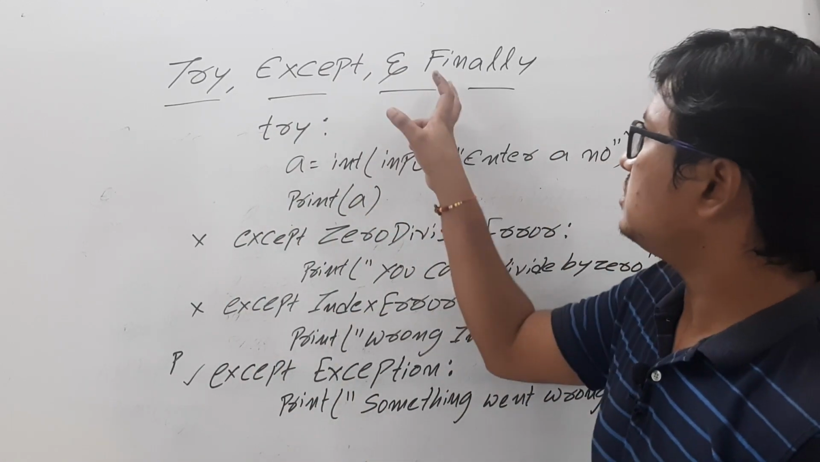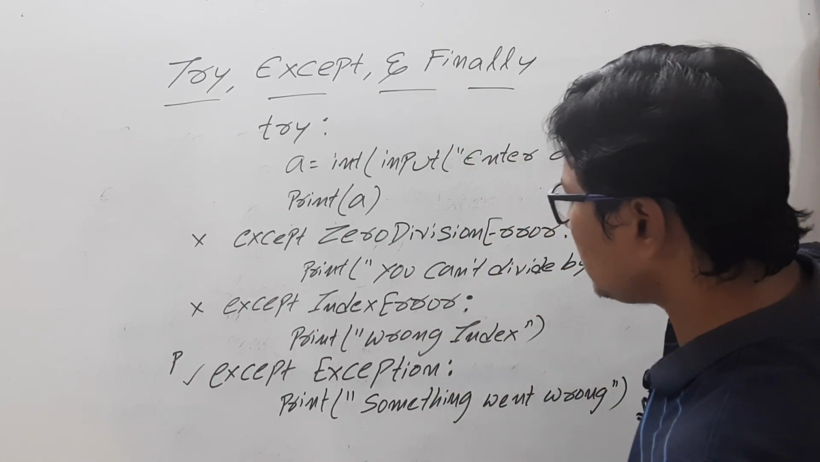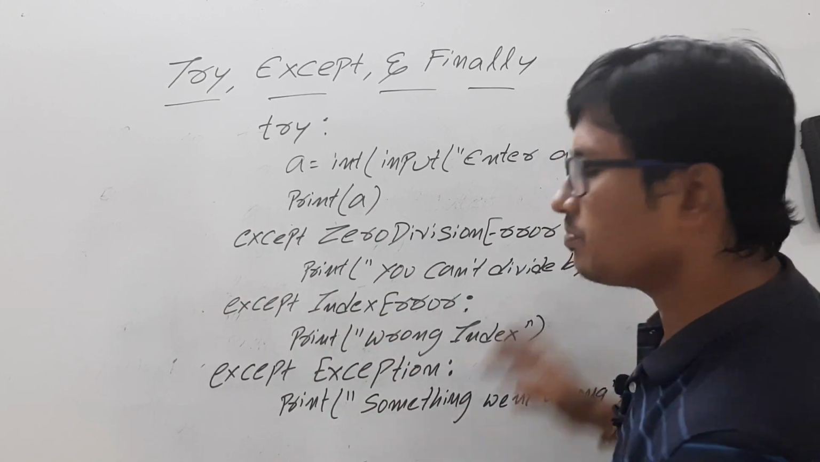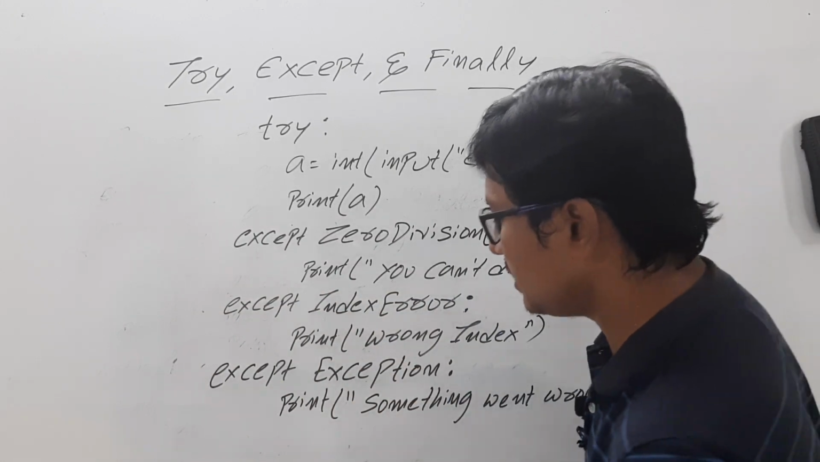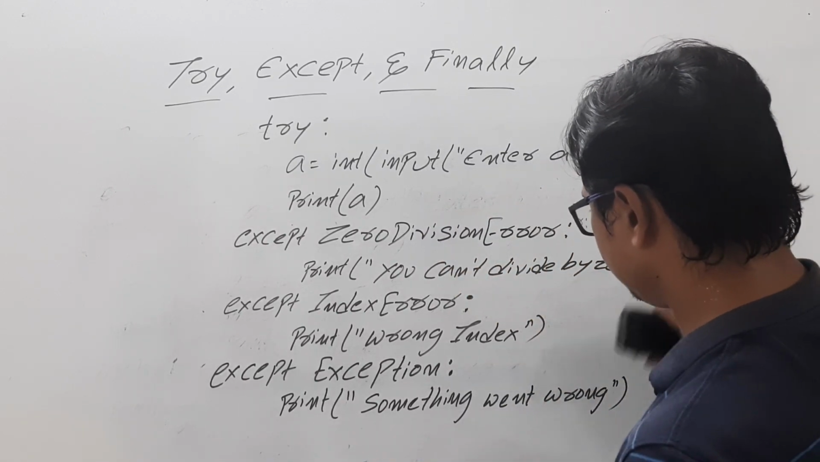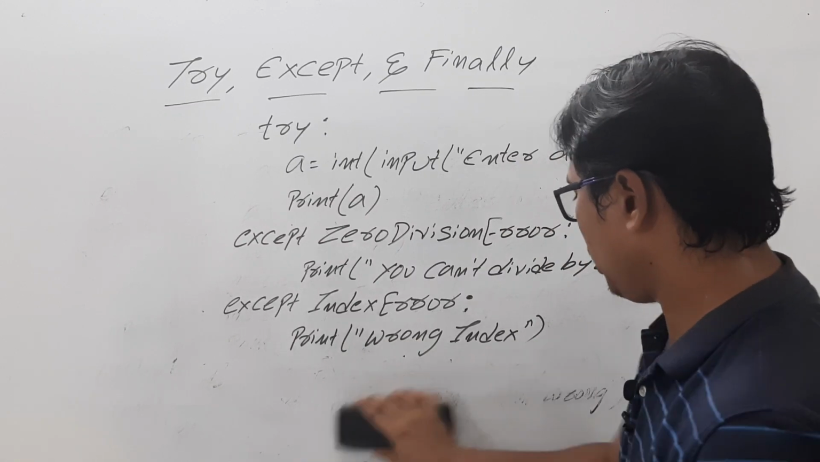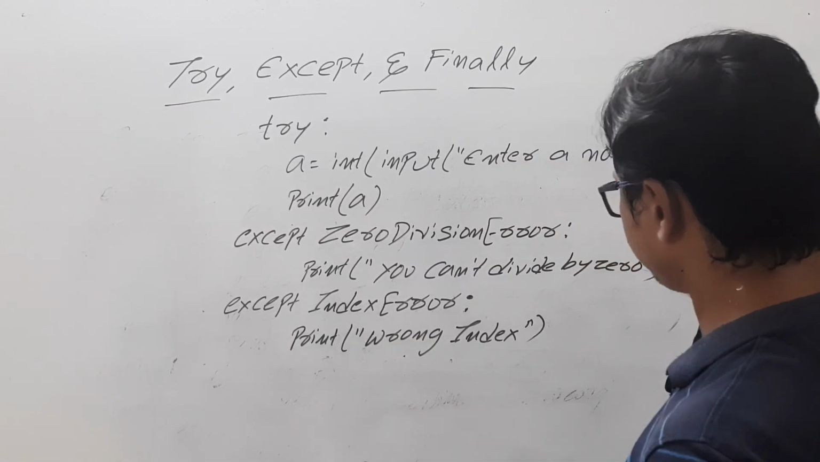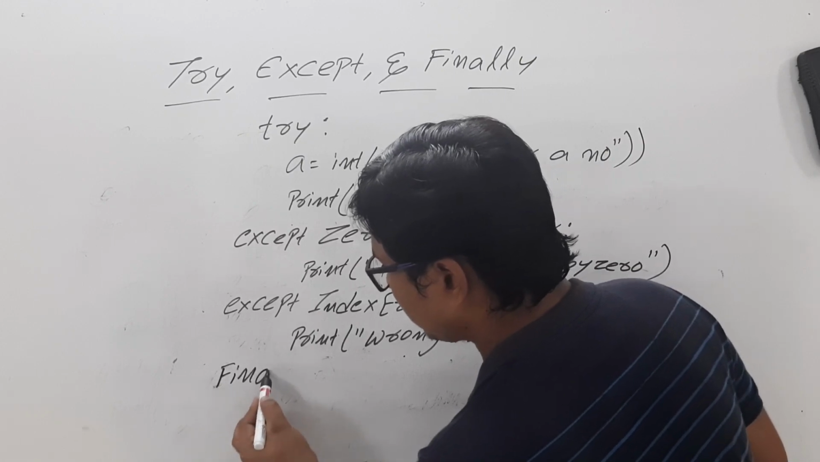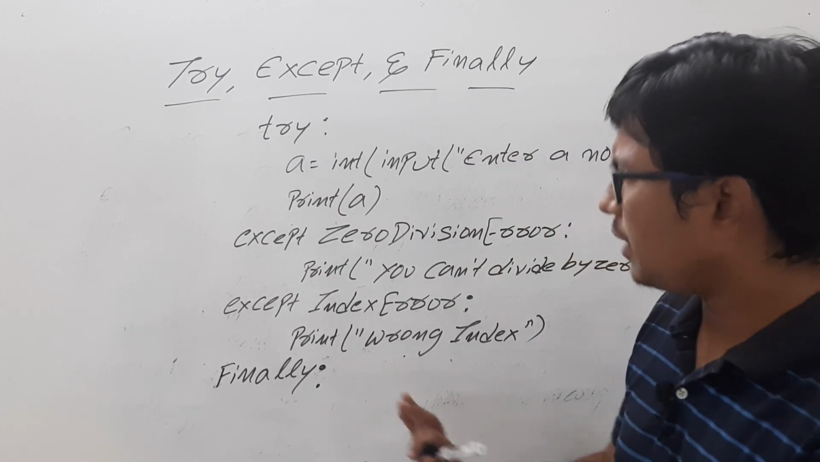Now, I will discuss what this finally is. Something you want to display always, something you want to do always. Then what you will do is, let me erase this so that I will get some space to write this finally block. Then I will write the finally block here, whatever I want to do.